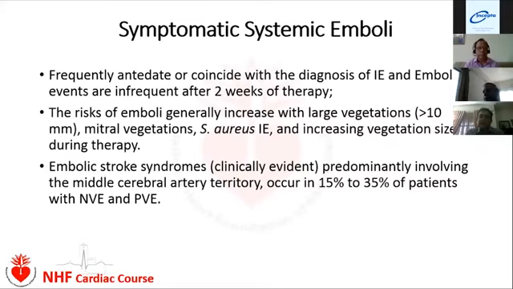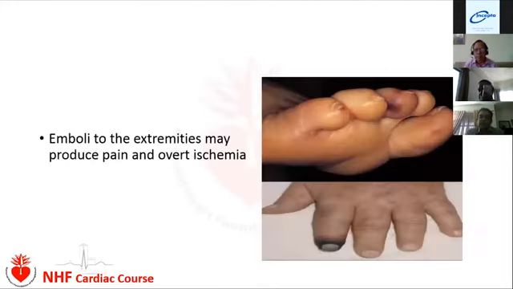As has been said before, the infected thrombus may embolize, and these events usually antedate or coincide with the diagnosis and are infrequent after 2 weeks of therapy. Risks of embolization are greater in large vegetations, mitral vegetations, or vegetations with Staph aureus. Embolic stroke syndrome may happen in 15 to 35% of patients. They may embolize into extremities and may produce pain and ischemia.